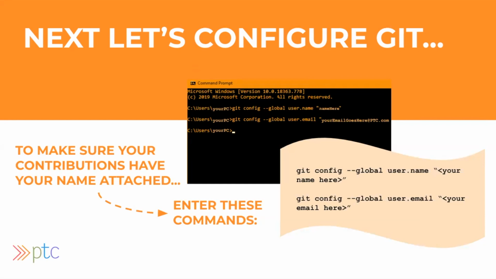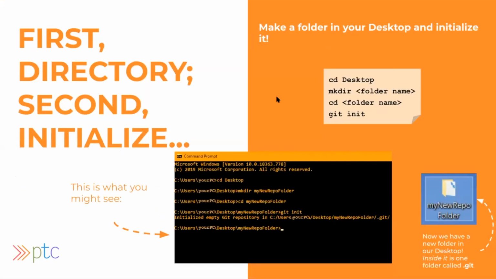All right, now we're going to move on from configuring Git. So now let's try to make a folder on your desktop and initialize it. Once you enter the command on the screen, your screen might look like the example that's shown on the slide. Then you'll have a new folder on your desktop, and there will be a folder inside it called .git. And as you can see in the screenshot, you don't actually need to enter the greater than and less than symbols. Those are just there as a placeholder for you to know that you're supposed to enter whatever name you want.